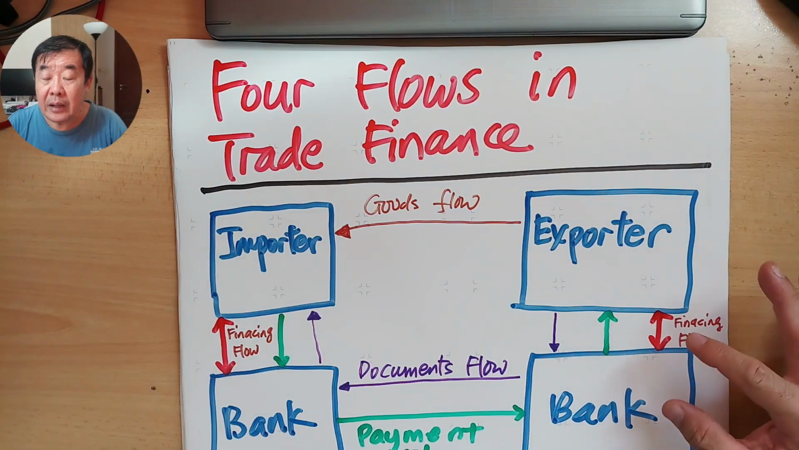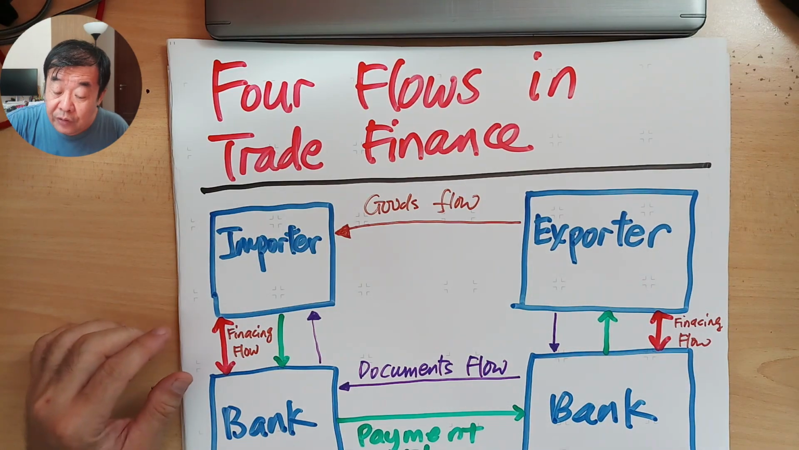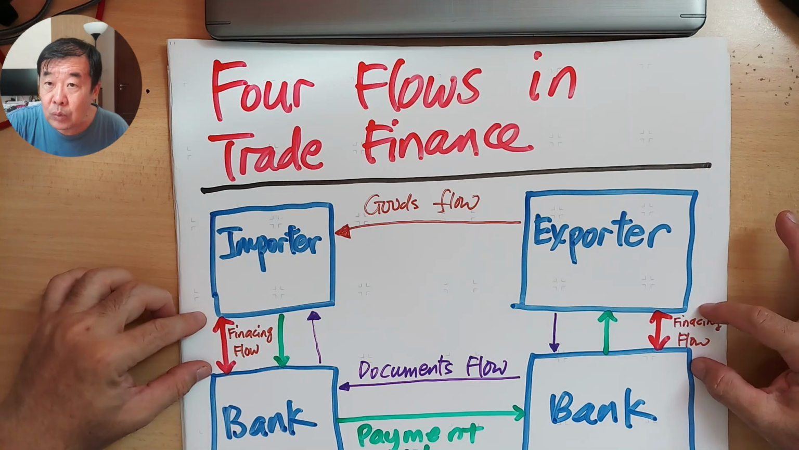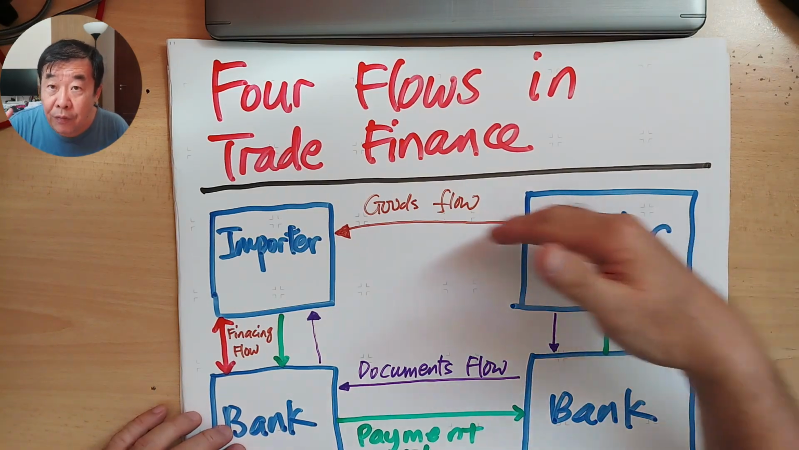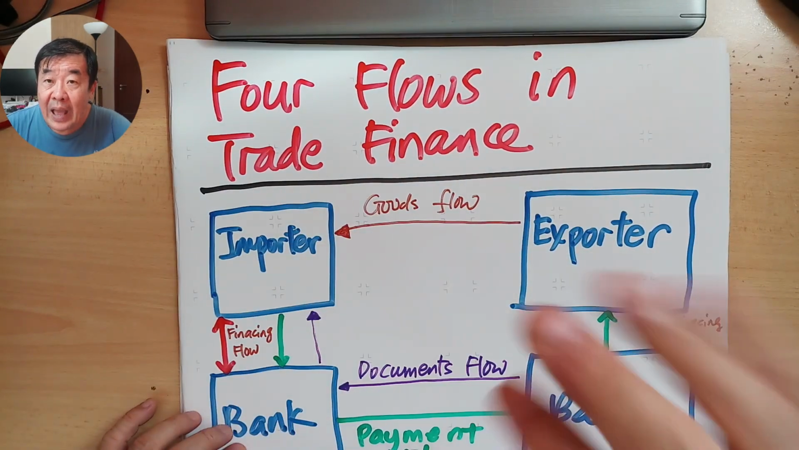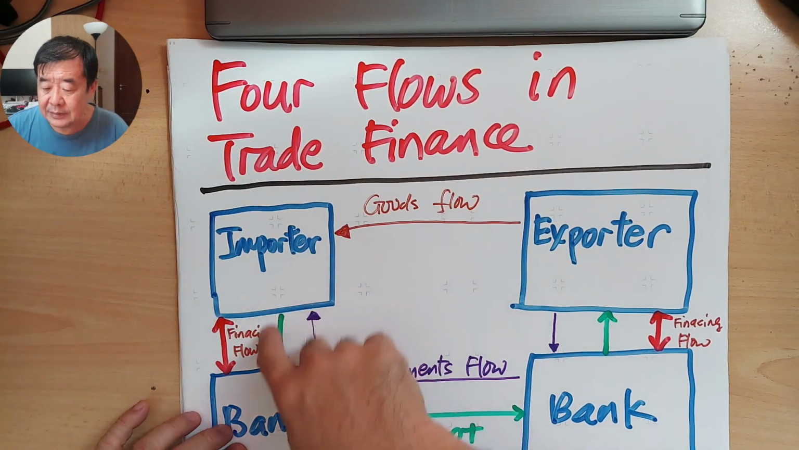Okay, so now I repeat again. There are four flows in trade finance. Number one is the goods flow, the flow of the product. Number two, the flow of the documents. Number three, the flow of payment. And number four, the financing flow, if there is any, between the importer, exporter, and their bankers.